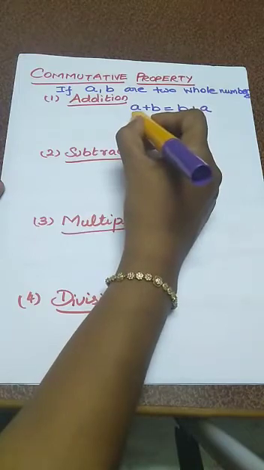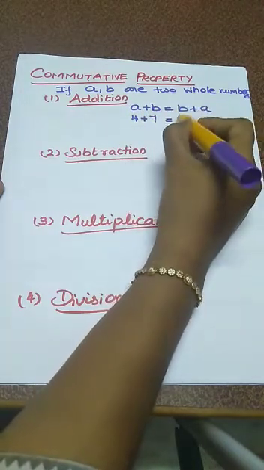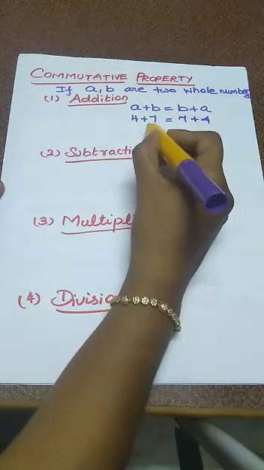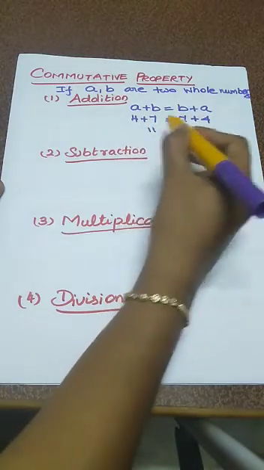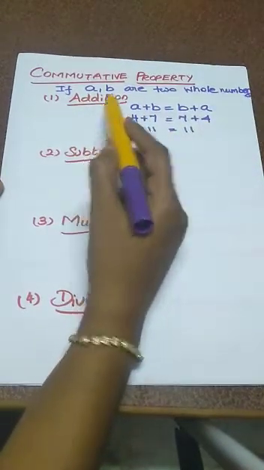For example, you have to take 4 and 7. In the RHS, you just interchange the values. 7 plus 4. What is the answer? Actually, 4 plus 7 is 11. 7 plus 4 is also 11. So the commutative property is true in addition.